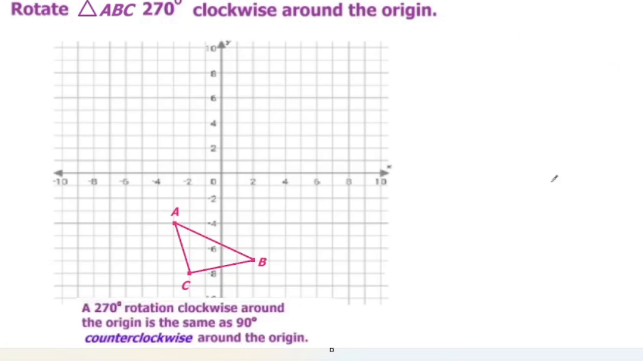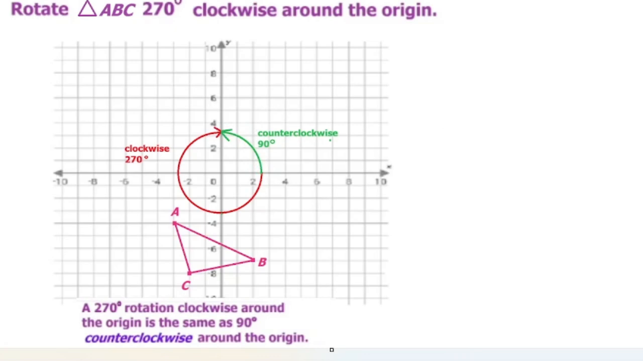A 270-degree rotation clockwise around the origin is the same as 90 degrees counterclockwise around the origin. So you're probably thinking, what does that mean? Well, if we start here and we rotate clockwise this way, 270 degrees, 270 degrees is 3/4 of the way around, right? So we start here, we're going to end up here. Well, that's basically the same as if we start at the same spot and go counterclockwise 90 degrees. So we'll end up here.